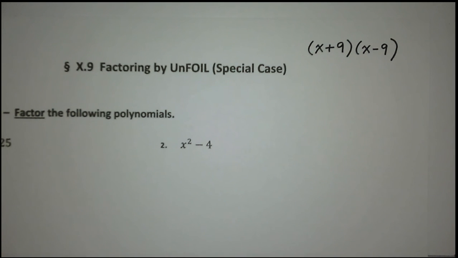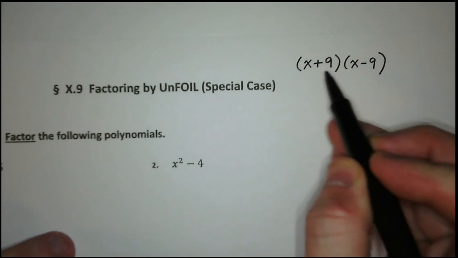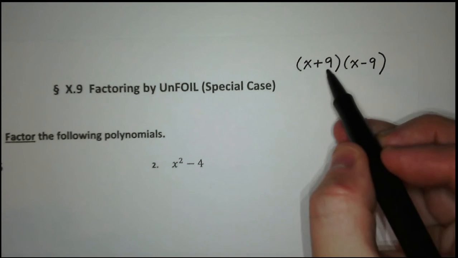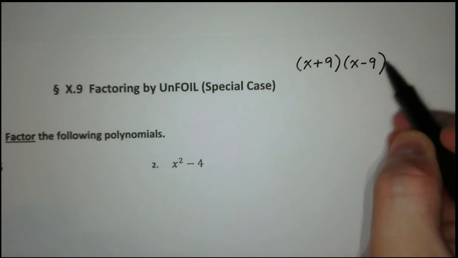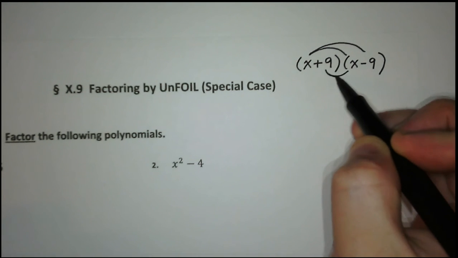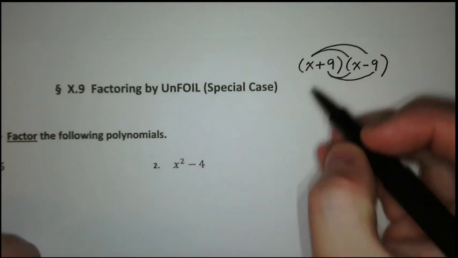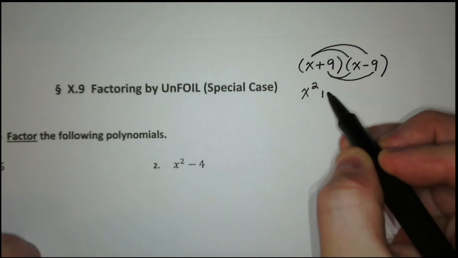Do you remember from our review of foiling that sometimes when you multiply certain types of special bubbles together, like these two bubbles? One bubble is x plus 9, the other bubble is x minus 9. And when you multiply these bubbles together, which a lot of people call foil, you end up with x squared.